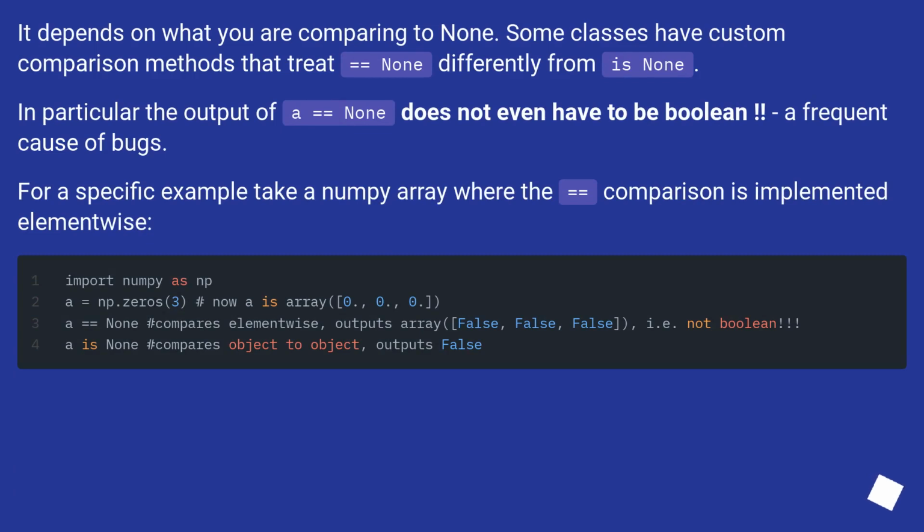It depends on what you are comparing to None. Some classes have custom comparison methods that treat "== None" differently from "is None". In particular, the output of "a == None" does not even have to be Boolean, a frequent cause of bugs. For a specific example, take a NumPy array where the "==" comparison is implemented element-wise.